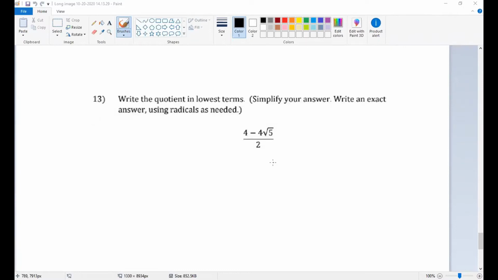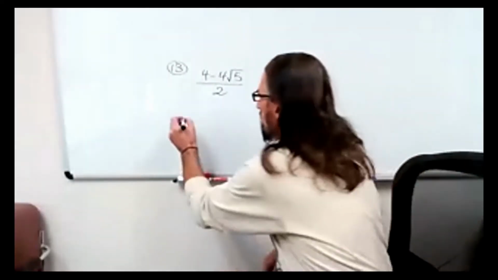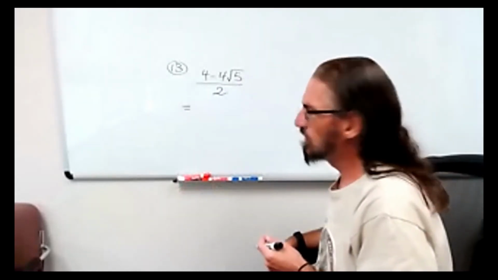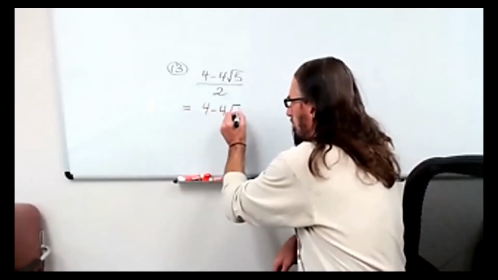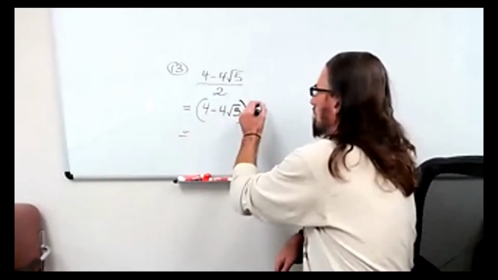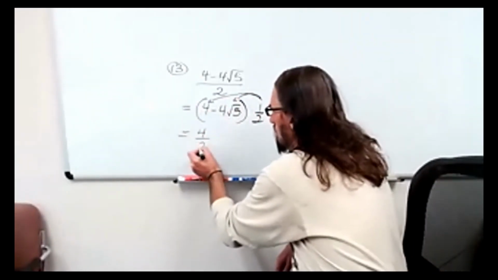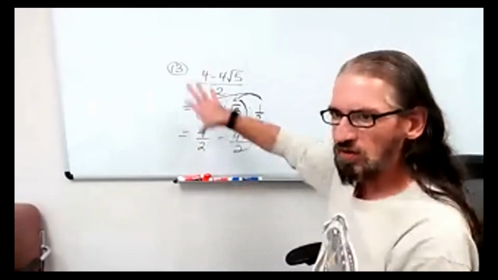And for this final one, we want to put this in lowest terms, show you what that means. Dividing by 2 is the same as multiplying by 1/2. Normally, I would not write the following step. My point is, we could distribute that 4 times 1/2, or 4 over 2 minus 4 square root of 5 over 2. Distribute that division by 2.